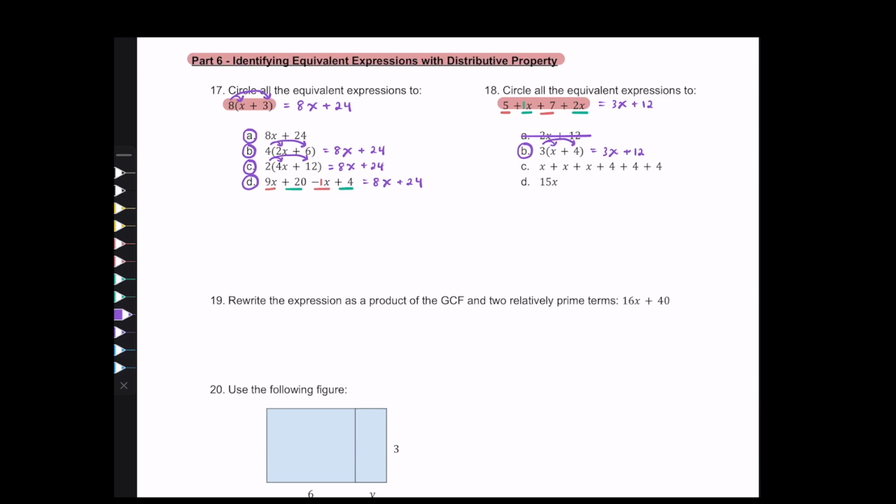And for option C, this is a 1x plus a 1x plus a 1x. So these are like terms. If we go ahead and add up this 1x plus 1x, that's 2x, 2x plus another 1x, that's going to be 3x. So x plus x plus x is indeed 3x. And then if we add these constants of 4 plus 4 plus 4, that's going to be 12. So we have 3x plus 12. Hey, that's the same thing as what we were looking for, so that's good. And for this final one, this is just not right because 15x is not the same thing as 3x plus 12. You cannot combine those. They are unlike terms. So we just have B and C here.